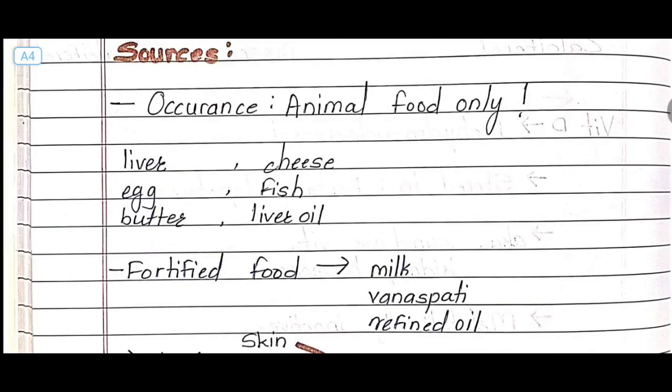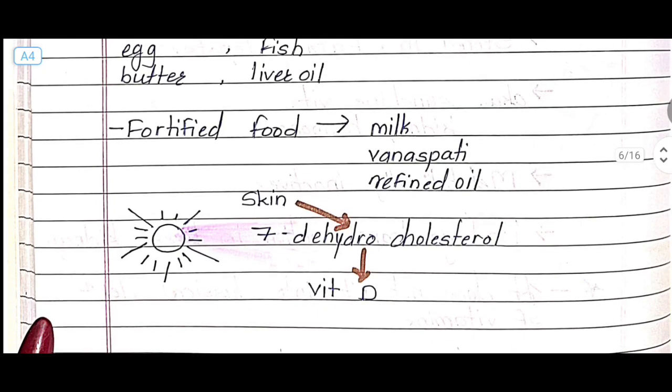What are the sources of vitamin D? Occurrence is in animal food only. So, vitamin D can be obtained from liver, egg, butter, cheese, fish, and fish liver oil. Fortified foods like milk, vanaspati, and refined oil also contain it. When skin is exposed to sunlight, the 7-dehydrocholesterol present in the skin is converted into vitamin D.